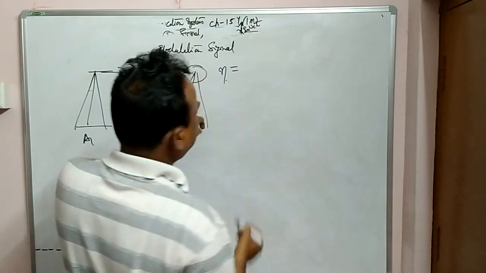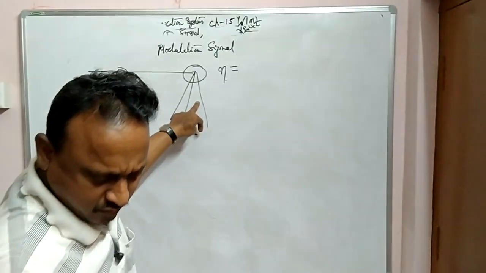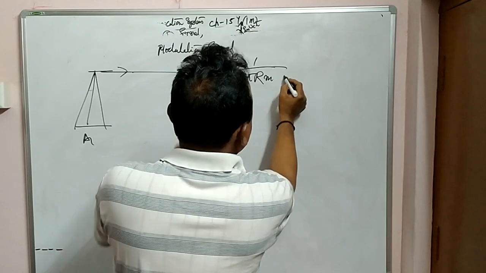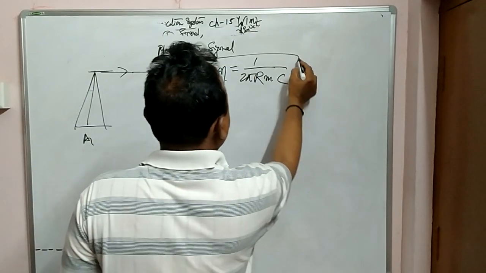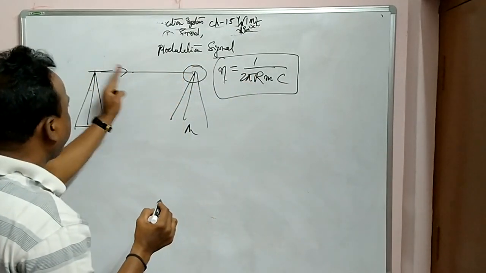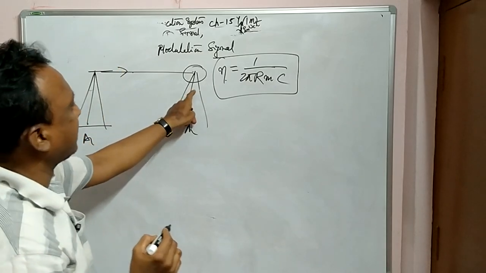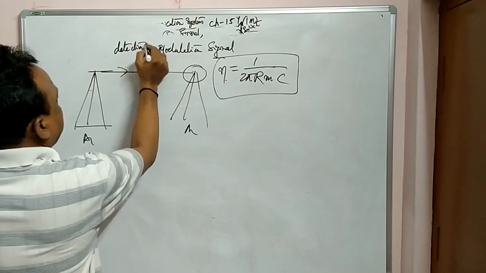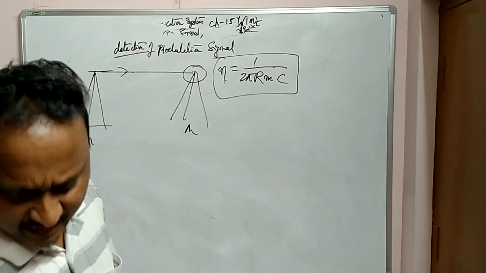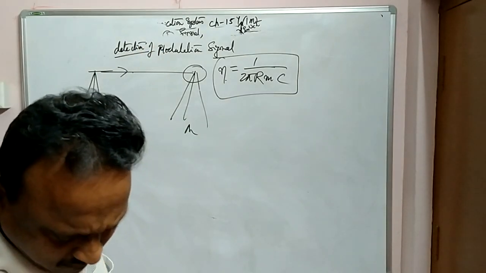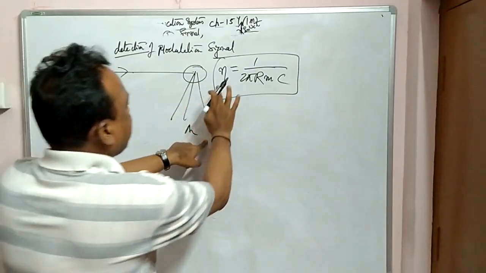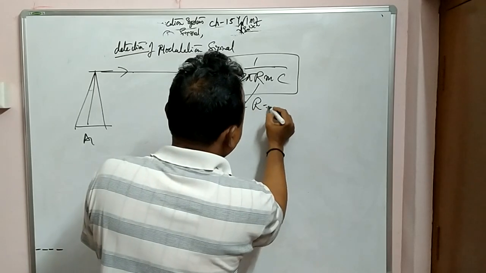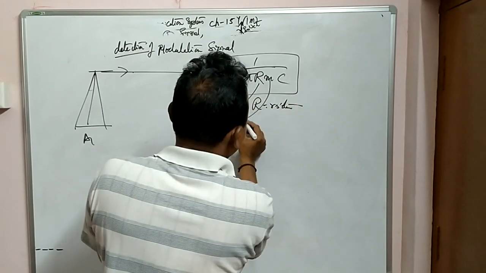So what is that formula? Frequency is equal to 1 by 2 pi RMC. This is the formula for the frequency. That means whatever waves are sent from one antenna to be received here, this is called detection of modulation signal. So our frequency should be 1 by 2 pi, a constant, R is what? Resistance. M is modulation index.